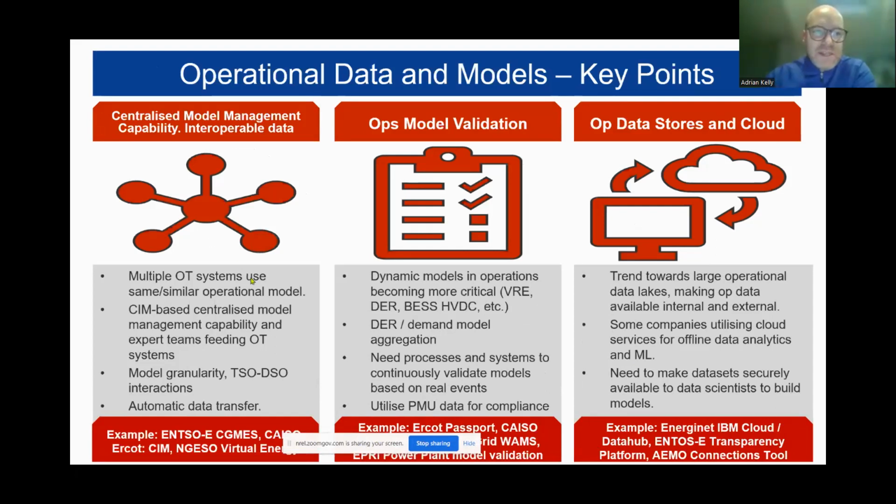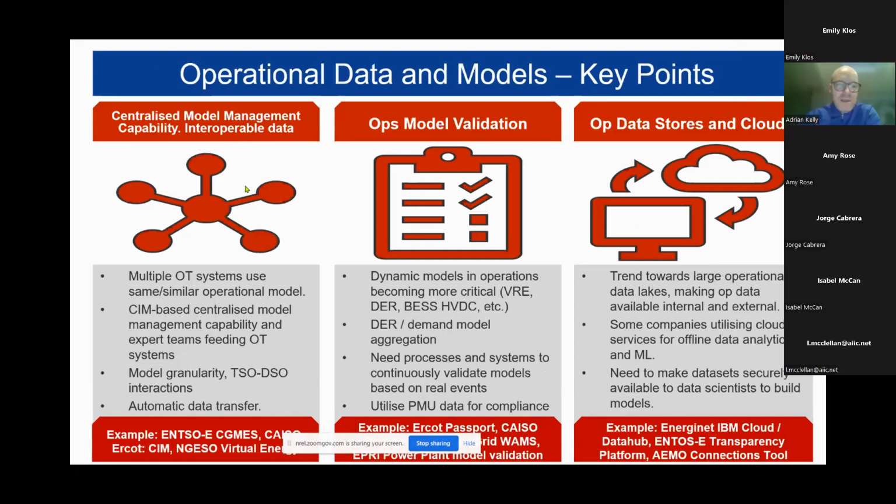What that's driving is the need for centralization of your model capability. So using CIM for model management, with expertise centralized in one group, and those models feeding into all of the OT tool systems. Being able to develop model granularity between TSO and DSO, and then automated data transfer, minimizing the need for copy-pasting or manual data transfer and file transfers. Again, lots of innovation here in the US. COES and ERCOT use a very advanced CIM model for their model management across all of their systems.